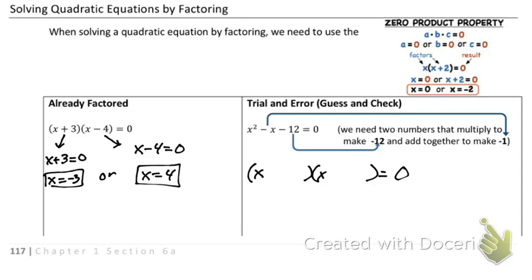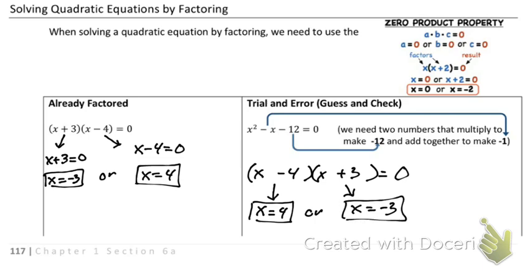Ross? Sure. -4 and a +3. Let's see. -4 times 3 is -12. -4 plus 3 is -1. That's perfect. That works. In this case, we'd have x equals 4 as a solution, or x equals -3 as the other solution. So this guess and check, trial and error, works if it's super small and we can keep track of all the numbers. The problem is they're not all going to be that simple.